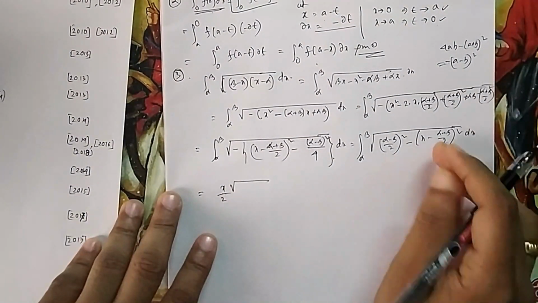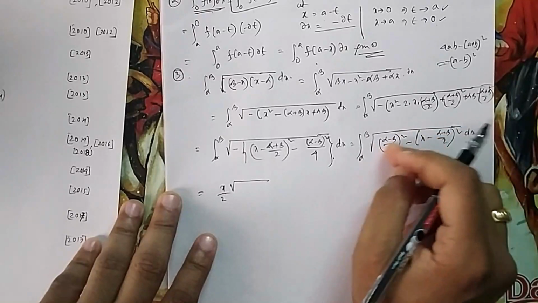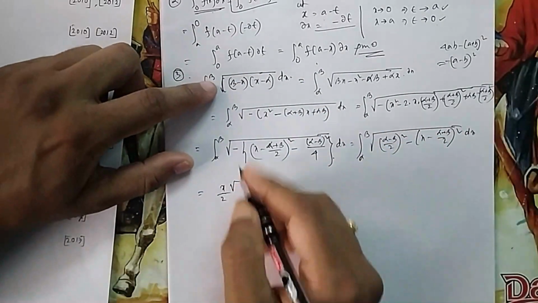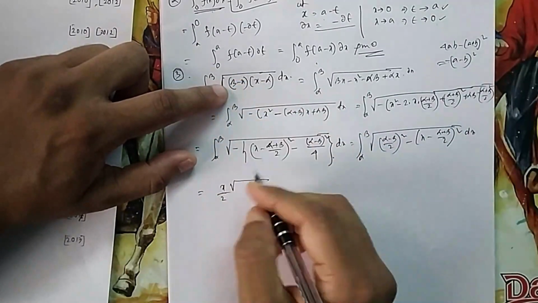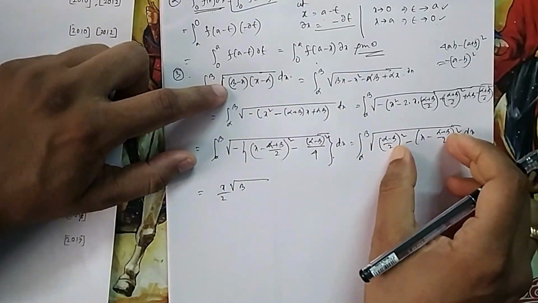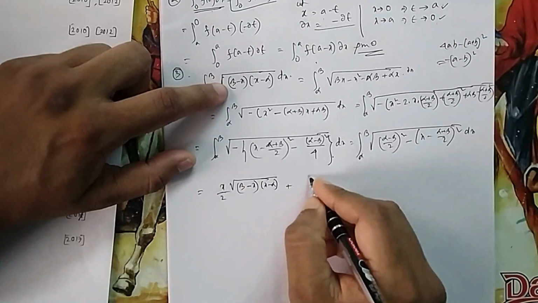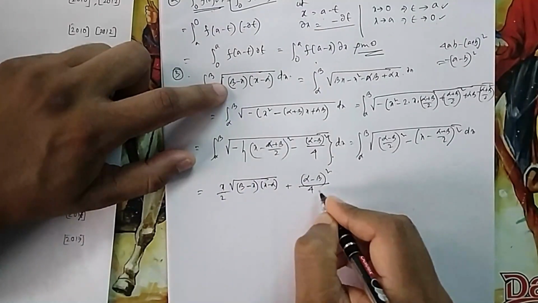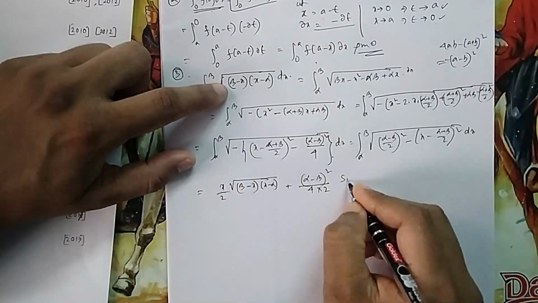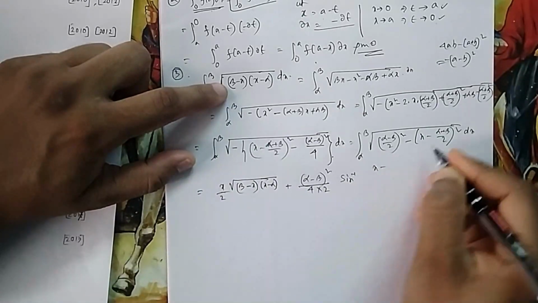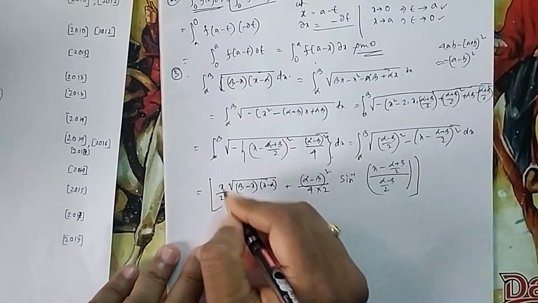So what is a square minus x square? This entire thing is nothing but this. If I write a square minus b square, I am writing this, because this is simplified as a square minus b square. So if I want to write this whole thing, then I can write this plus a square by 2. The a square is 4. If you divide by 2, it will be 8, and then sin inverse x by a. X is this one, a is this one, and the limit is from alpha to beta.